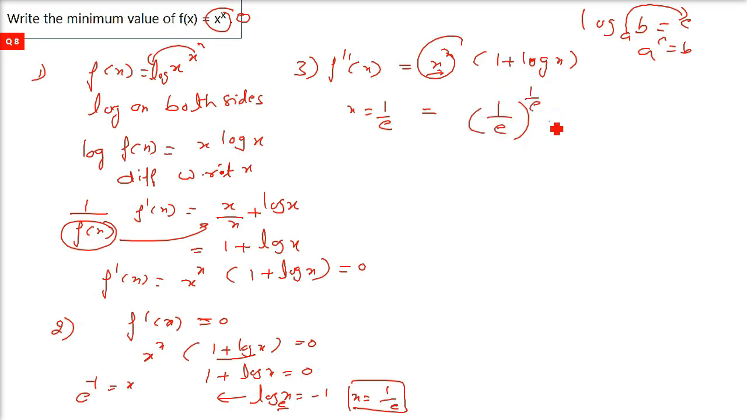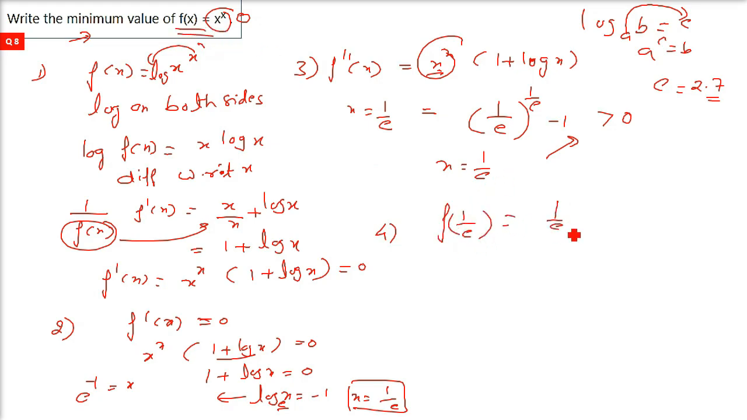So whatever is going to come, it's 1 by e minus 1. e is a constant value, it's 2.7 something. So it's greater than 0, because you can fit in the value and find it out. It will be greater than 0, and that is pointing to minimum value. So x is equal to 1 by e here. How about the minimum value? Because x equals 1 by e is already there. You place it here, 1 by e to the power 1 by e. So that is your final value.